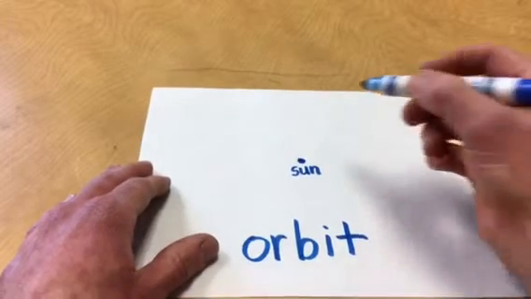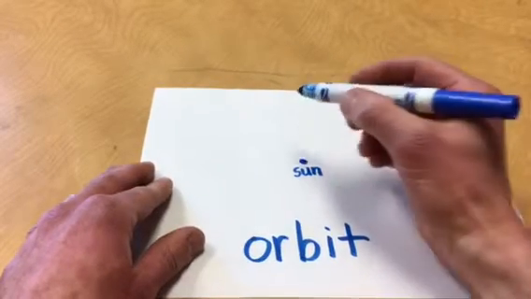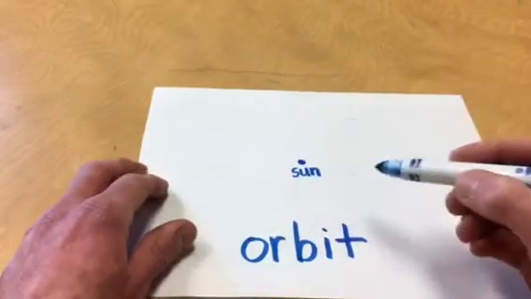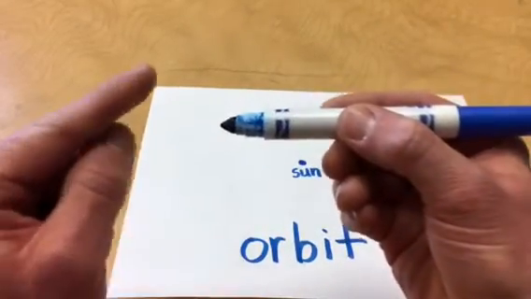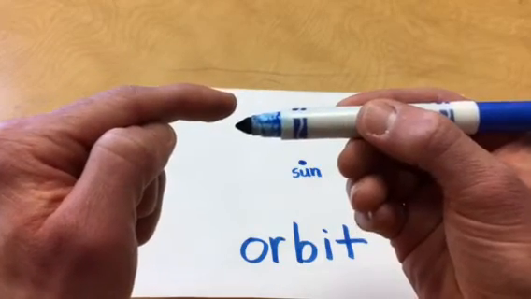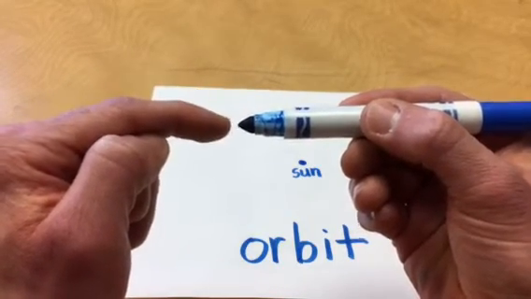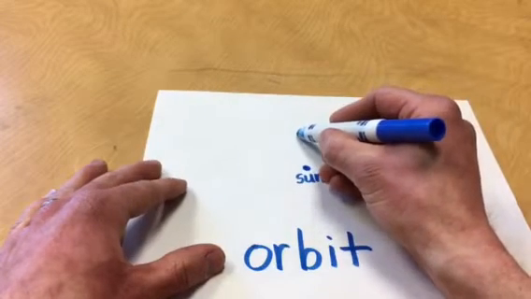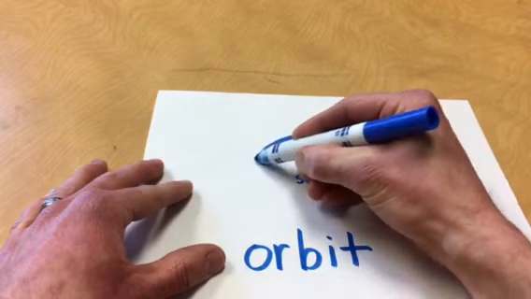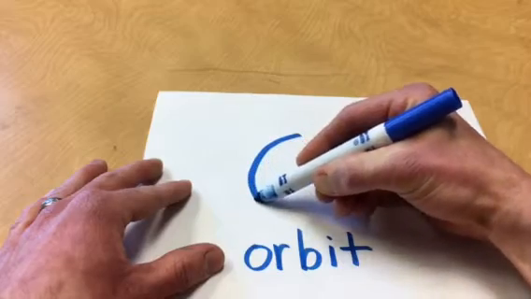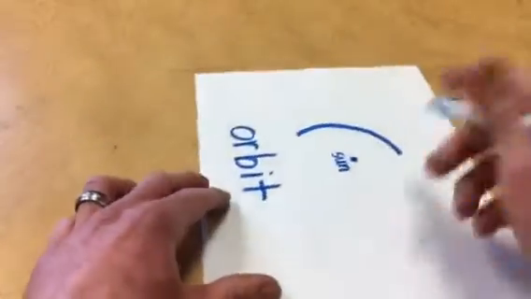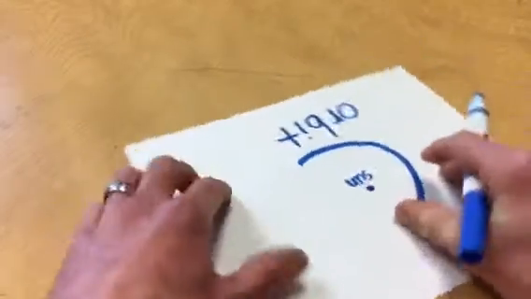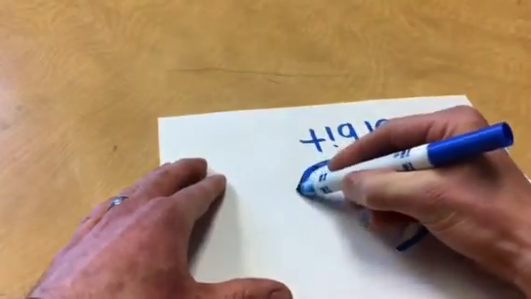And then we're going to show an orbit. An orbit is just a path around the sun. And what I'm going to do with my orbit is I'm going to use the thick part of the marker instead of the tip to make my orbit path. Nice and thick line. If you need to turn your paper to do this, that's okay. Keep going around. Doesn't have to be a perfect circle.